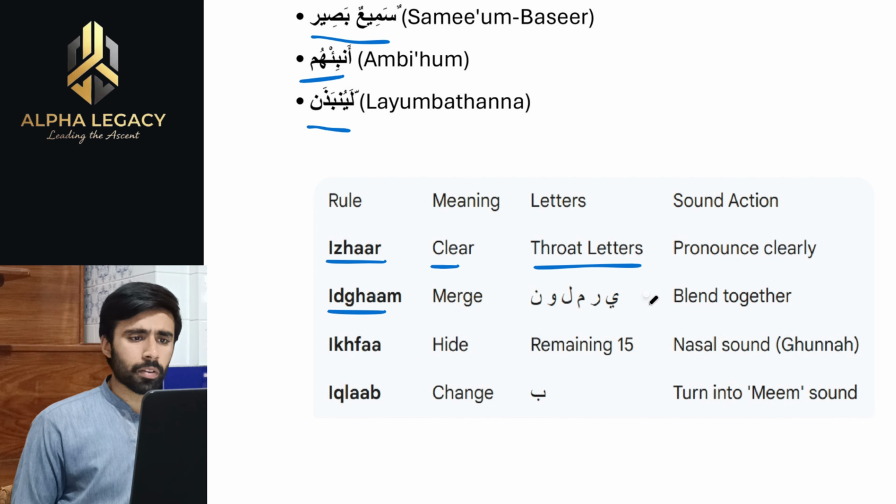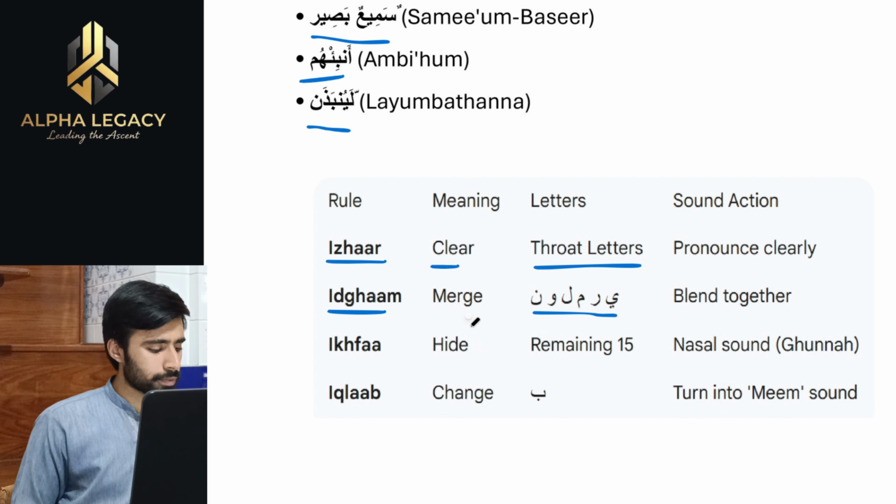The second rule is about Idgham, and Idgham means to merge, and this happens when Noon Sakin or Tanween comes before these given letters which are known as Yarmaloon. In this rule we learn how to merge one letter into the other letter with very common examples from the Quran. The first example is man yaqulu. Here we merge the Noon into the Ya.